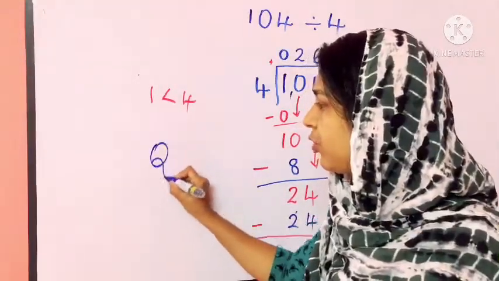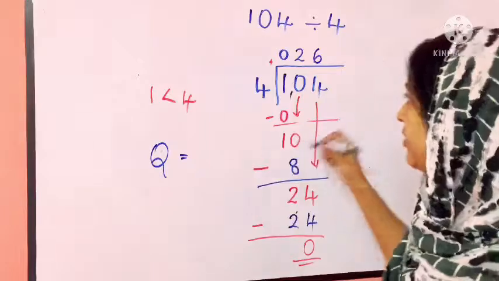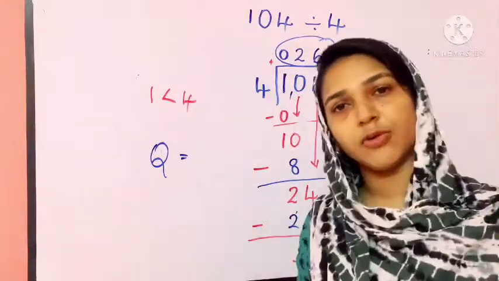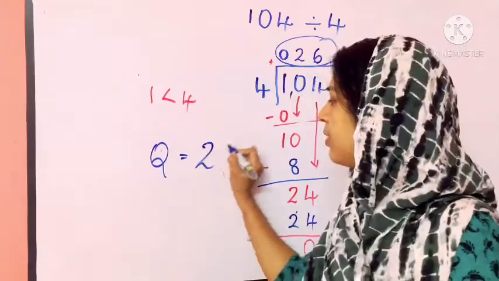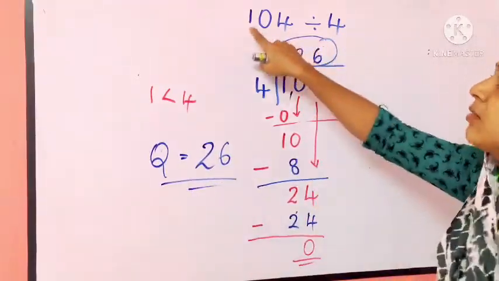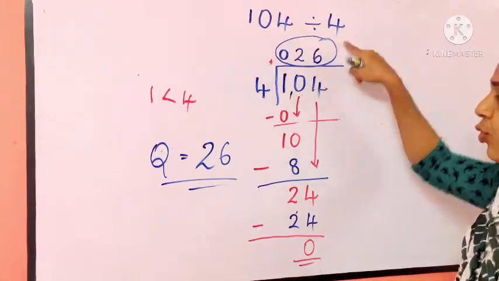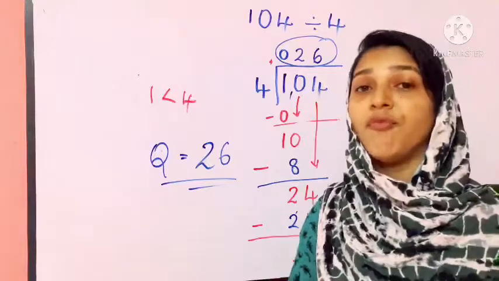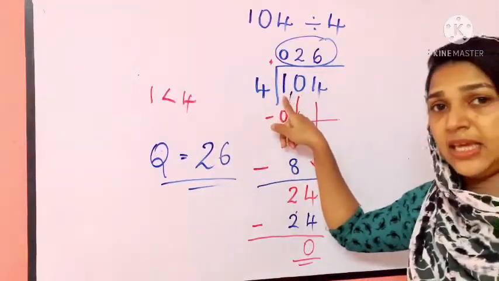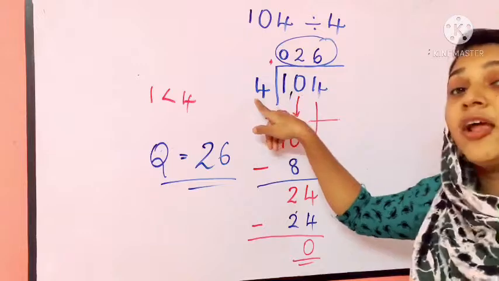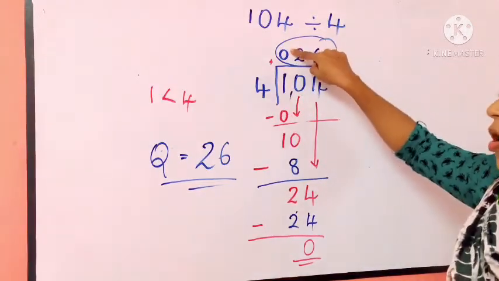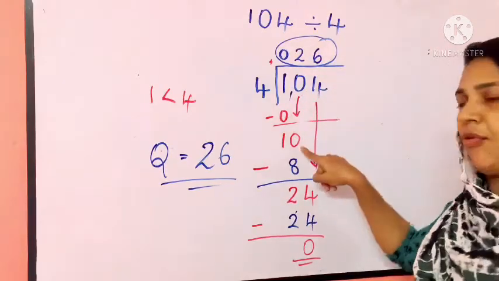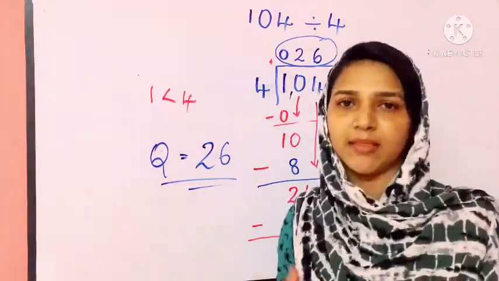Quotient, that is Q, the answer of the division, is this: 026. 026 means 26. So the answer of 104 divided by 4 is 26. Okay, students, is it clear now? When the first digit is less than the divisor, we should put 0 on the top of the first digit and take the second digit downward. Then do the problem as we know.